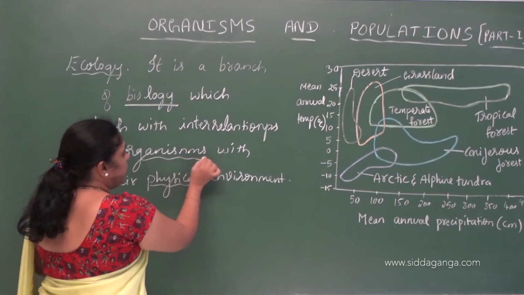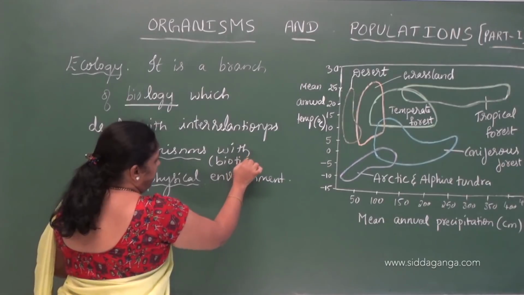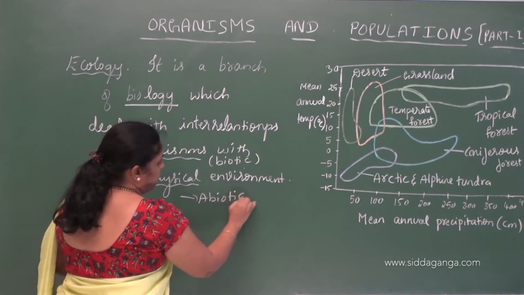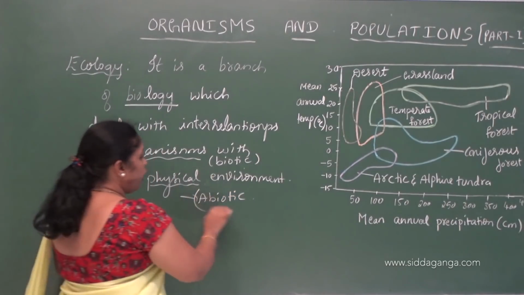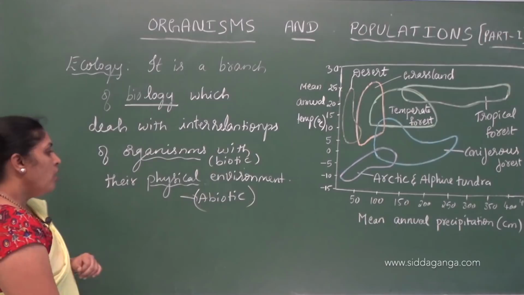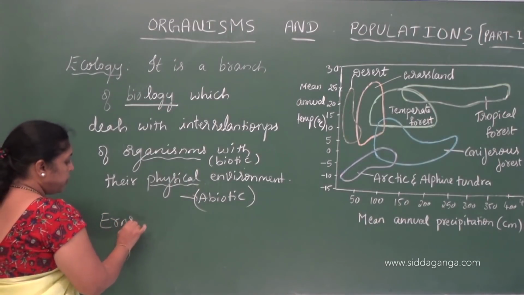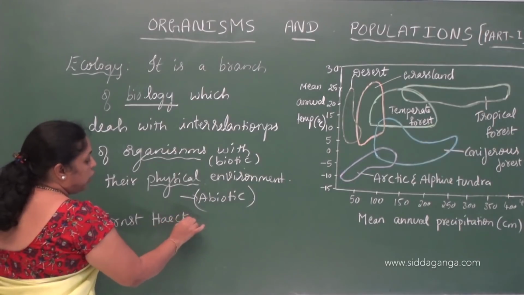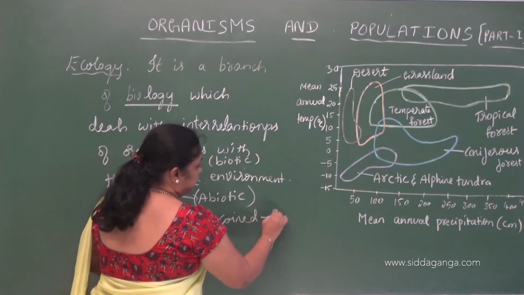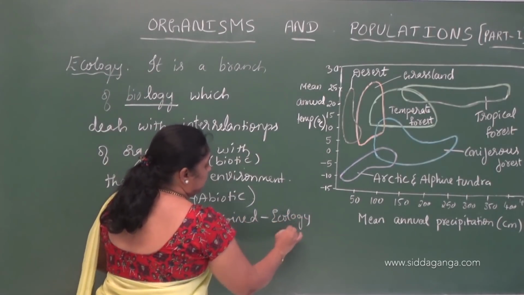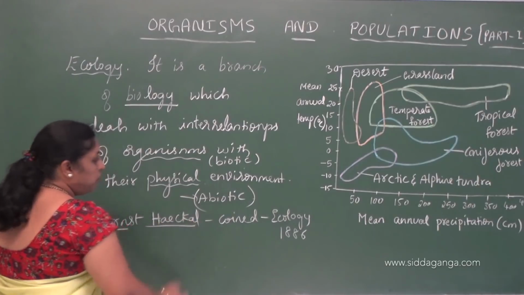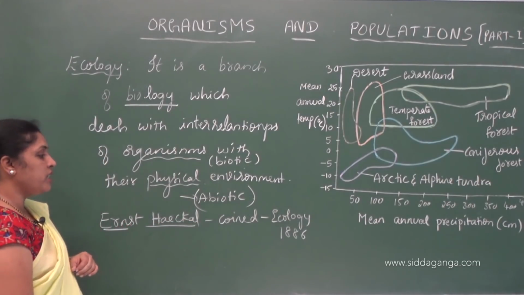So organisms come under what? Biotic components, whereas physical environment includes abiotic components. Physical environment includes abiotic components like light, temperature, water and soil. Ernst Haeckel coined the term ecology in the year 1886.